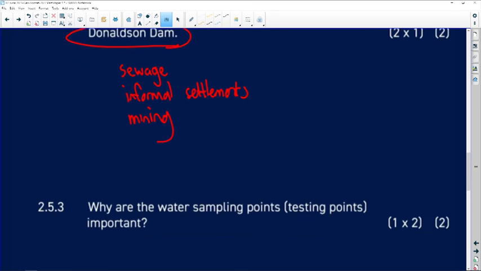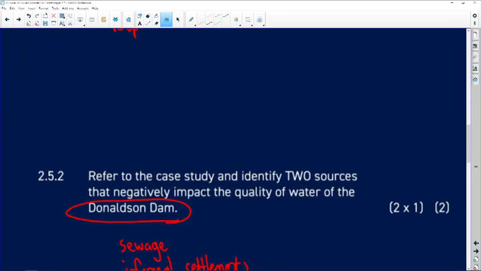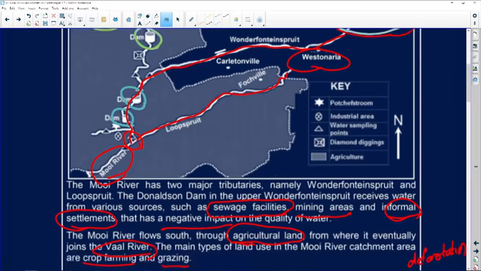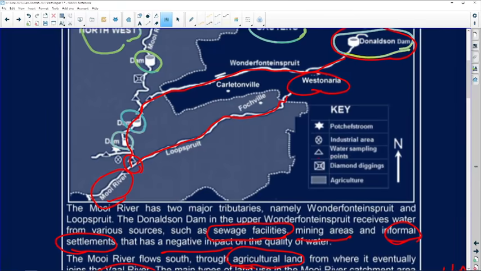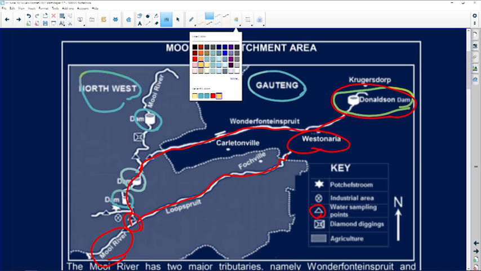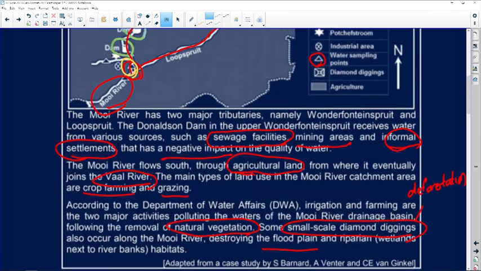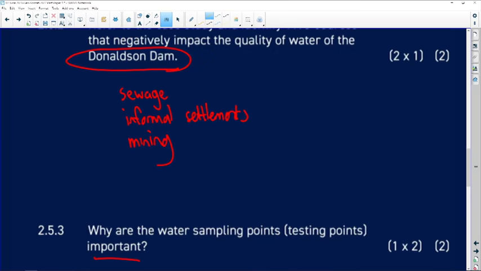Now, if you quickly look at question 2.5.3, why are the water sampling points important? Now, if you just go back to our diagram to see where the water testing points are, you can see they've indicated the water sampling points with a triangle. That's been pointed out over there. As you can see, the testing points are all along the Moy River, and there's one where the confluence is taking place. Now, it's vitally important because they need to check the purity of the water. If it's polluted, is it safe for human consumption? They need to see, is the water clean enough to consume? Is it going to be a danger for the surrounding ecosystem?